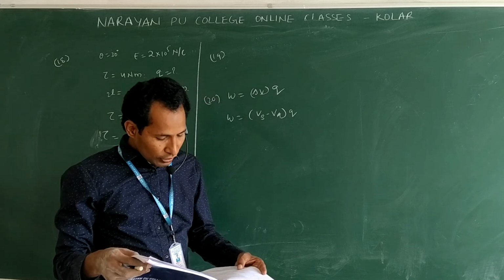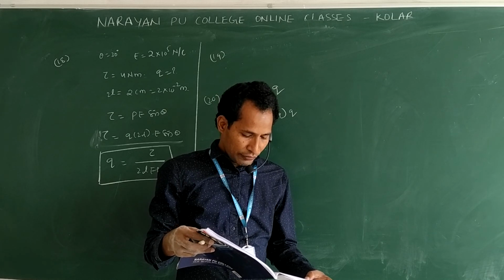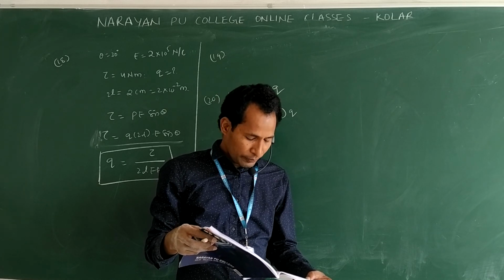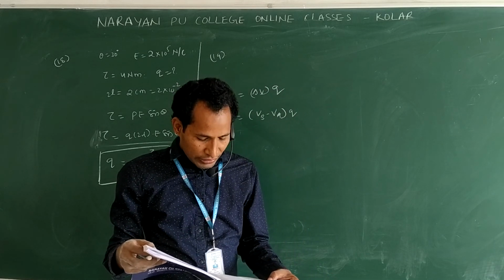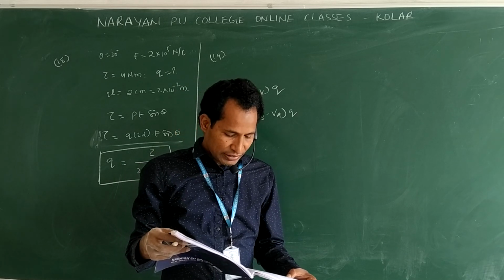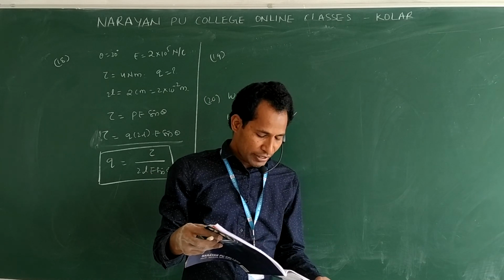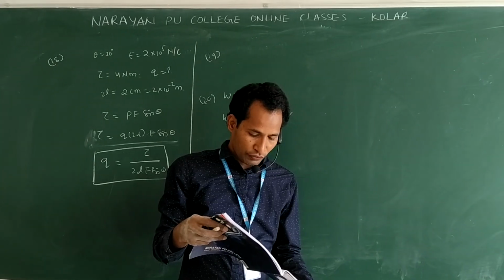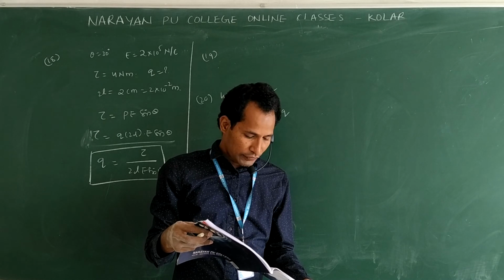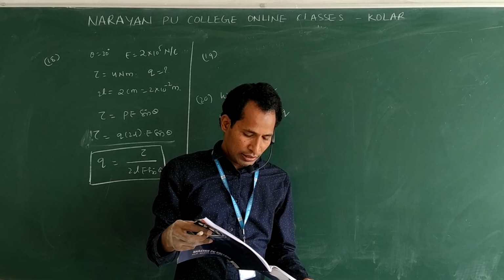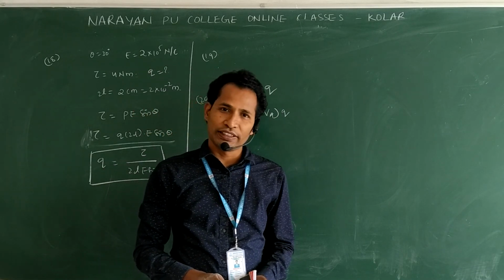Next, 21. An electron falls from rest through a vertical distance h in a uniform, vertically upwards direction electric field E. The direction of the electric field is now reversed, keeping its magnitude the same. A proton is allowed to fall from rest through the same vertical distance h. The time of fall of the electron compared to the time of fall of the proton is. This is a textbook exercise problem. Open the textbook and check it, you will get the answer.